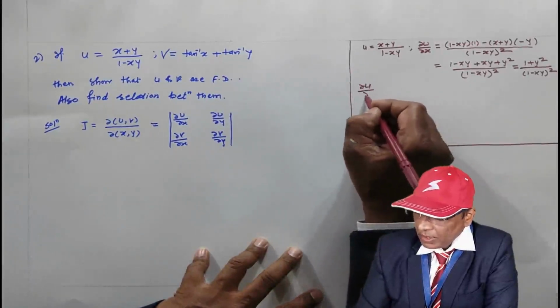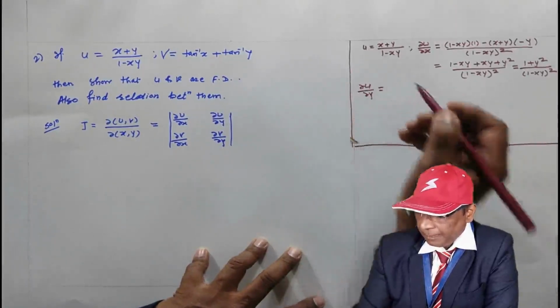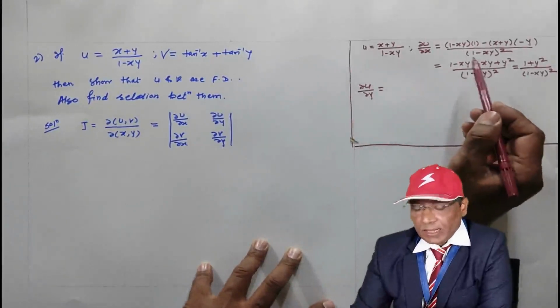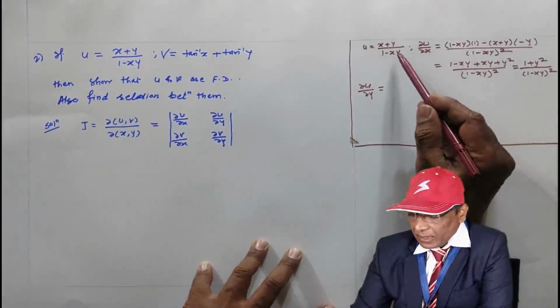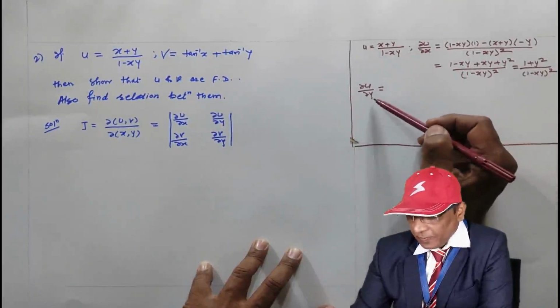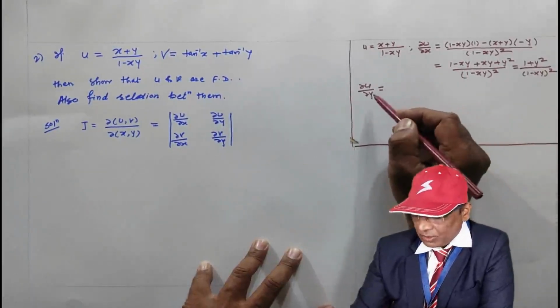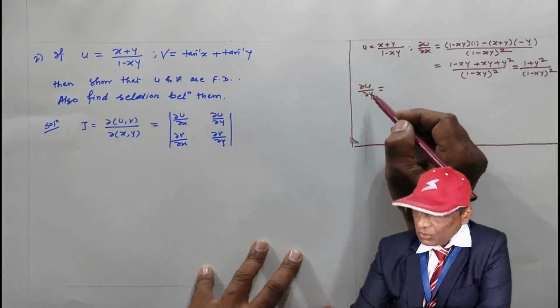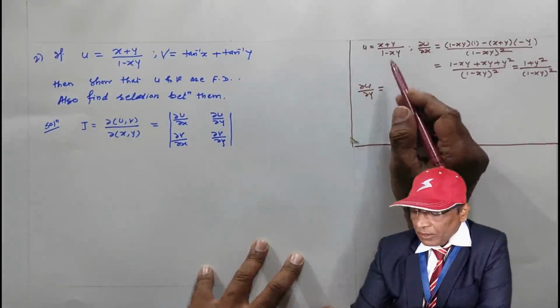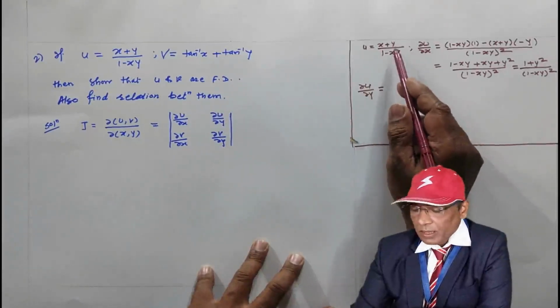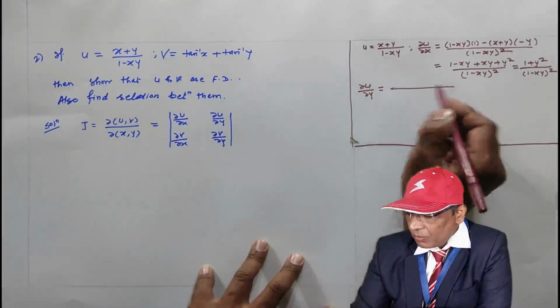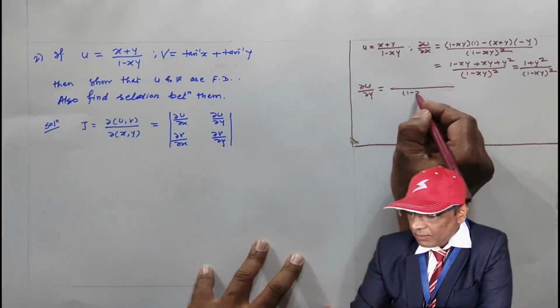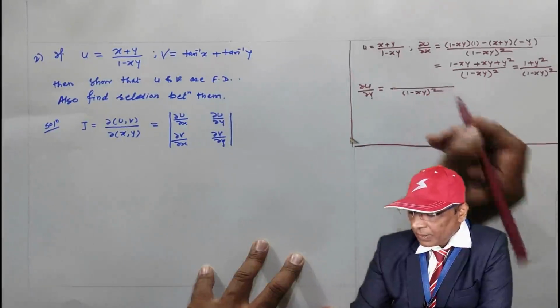Del u by del y I am going to find first. I have taken the derivative with respect to x, keeping y constant. Now I have to take the derivative with respect to y, keeping x constant. Y is the variable now, x is constant. Here y is present in the denominator as well as in the numerator. Again I have to apply the quotient rule. What is the quotient rule of derivative? Denominator square.